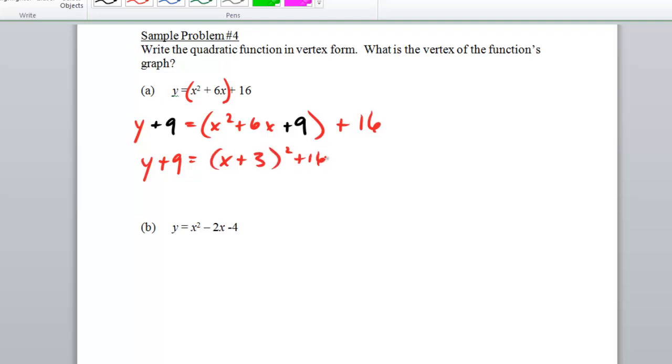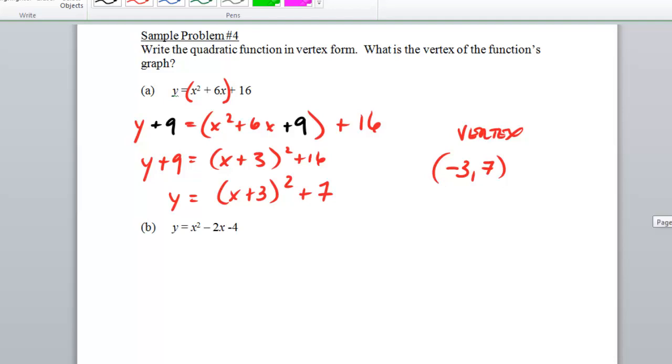And to get this in vertex form, I have to basically get the y by itself. So I'm going to subtract 9 from both sides, leaving me 7 on that side. So y equals (x plus 3) squared plus 7. And if you recall from graphing quadratic functions in vertex form, this vertex would be negative 3 and positive 7. So if you needed to do that, you could go that route.